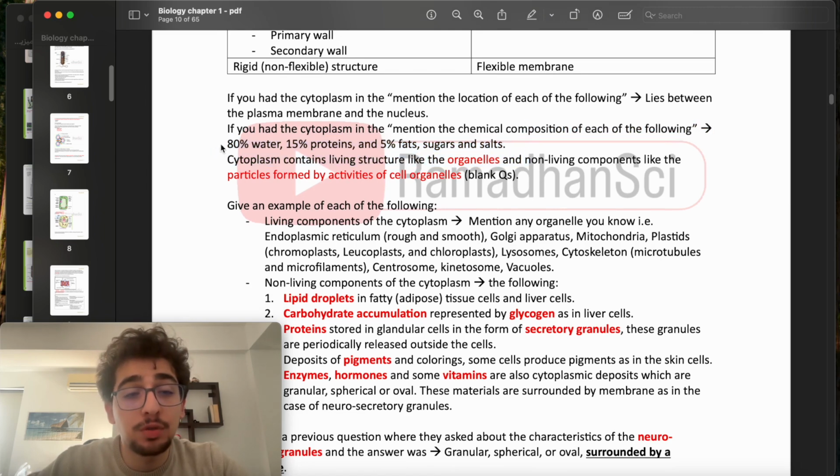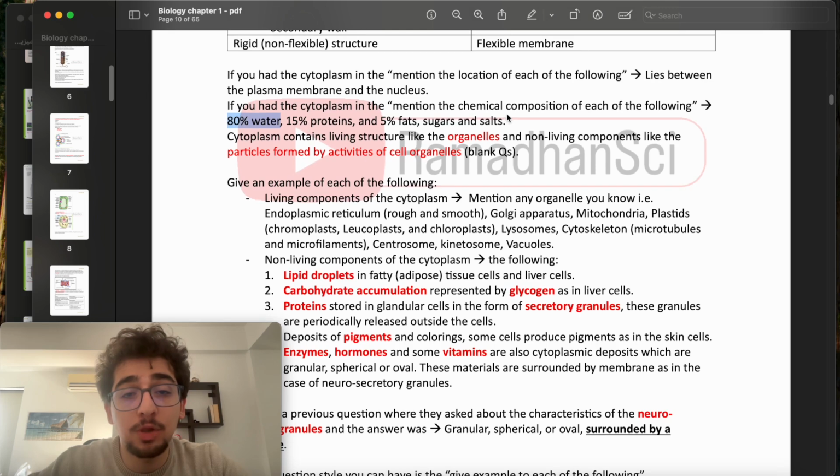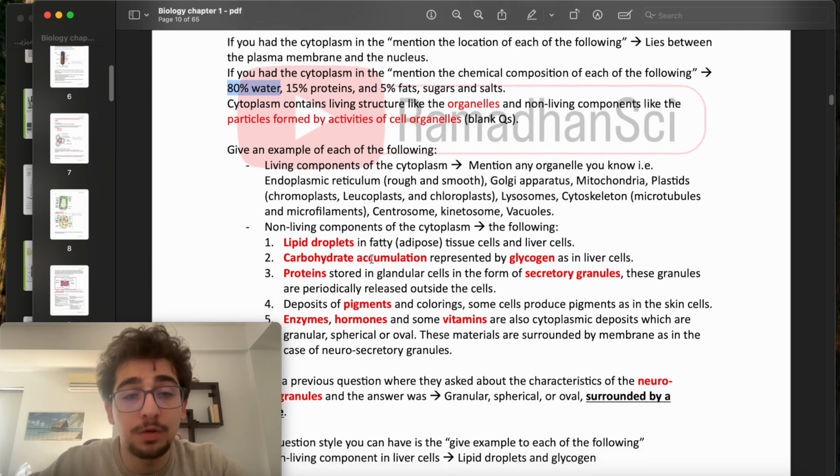Though this question was present in the previous copies, they put this as a blank question. They asked for the chemical composition of the cytoplasm, and this was a blank, the 80% water.